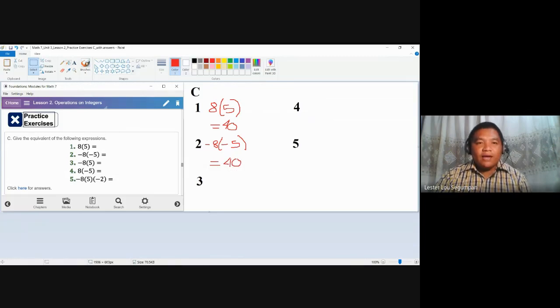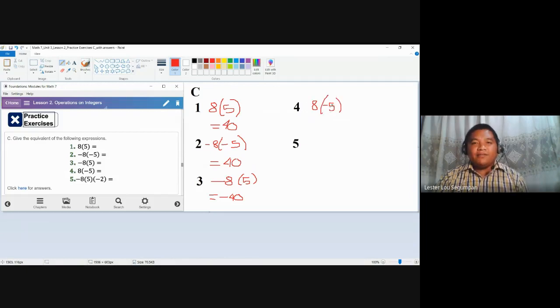Number 3, you have here negative 8 times positive 5. So we are now multiplying numbers with different signs. We expect that our product will be negative, and 8 times 5 is 40. Number 4 is a bit faster because it's simply multiplication: 8 times negative 5. Again, different signs, so we expect that our answer is negative, and 8 times 5 is 40. So this is how the answers for numbers 1, 2, 3, and 4 look.